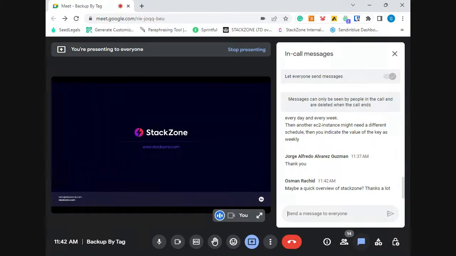If you are interested in going deeper into StackZone and all that we can do, StackZone is not only for deploying AWS Backup, but we can work on your security, your cost optimization, and your compliance. I will be more than glad to follow up with you, Osmar, and schedule a call in order to present Staxon with you and do a demo.